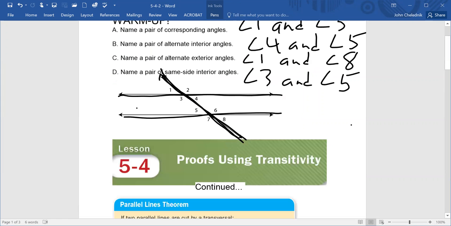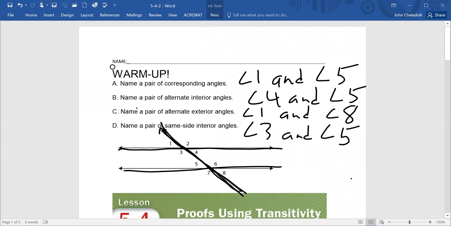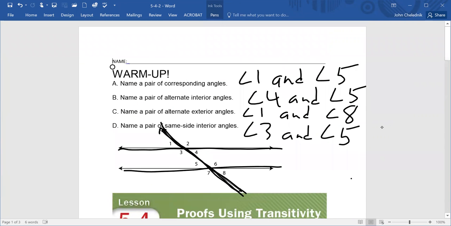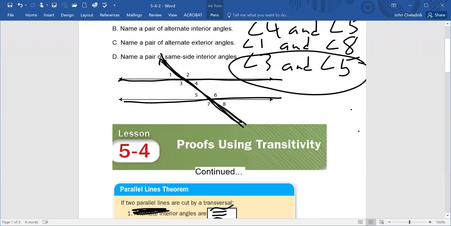So if these lines were parallel up here in the warm-up, the corresponding angles, of course, are congruent because of Euclid's fifth postulate that I'm teaching you in class. Or B, the alternate interior angles would be congruent because that's what this says, if the lines were parallel. The alternate exterior angles in part C would be congruent, but these 2 angles right here would be supplementary. That's what this is stating.